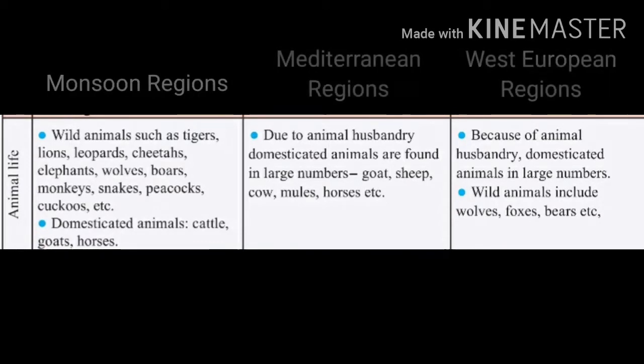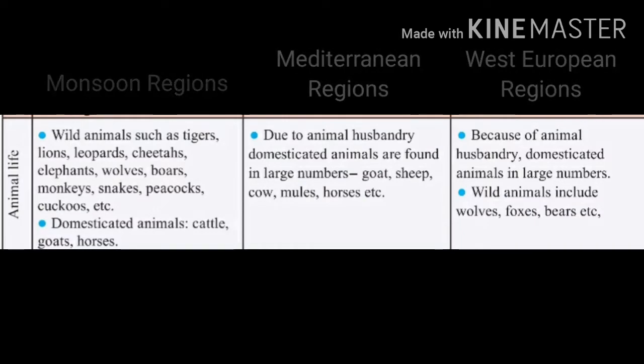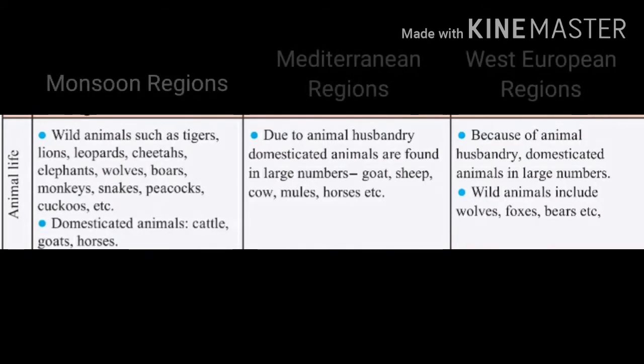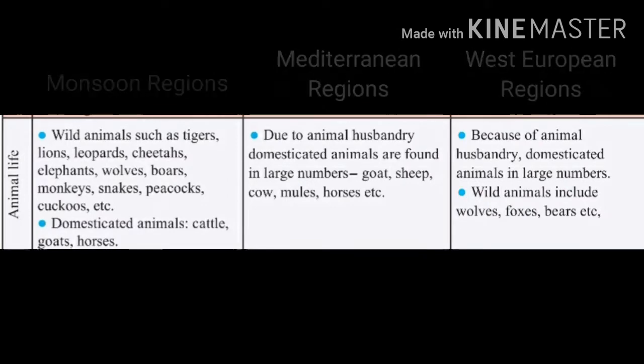Then see the Mediterranean region animal life. In this region, due to animal husbandry, domesticated animals are found in large numbers, such as goat, sheep, cow, mules, horses, etc. Then the West European region animal life. Because of animal husbandry, domesticated animals are found in large numbers. Wild animals include wolves, foxes, bears, etc.